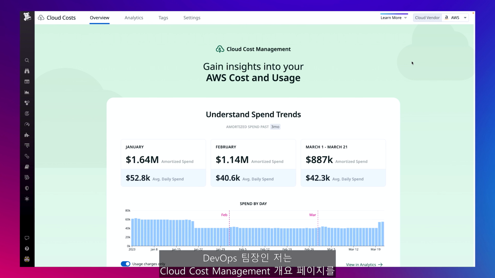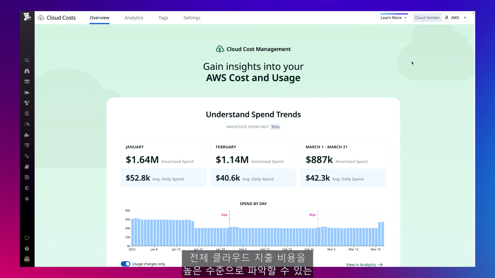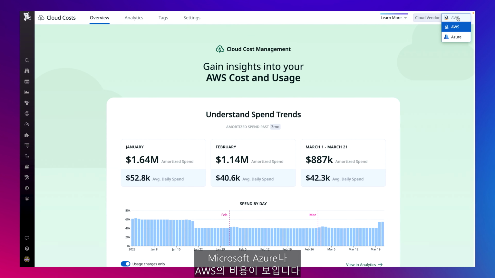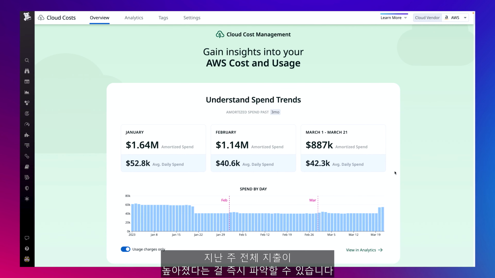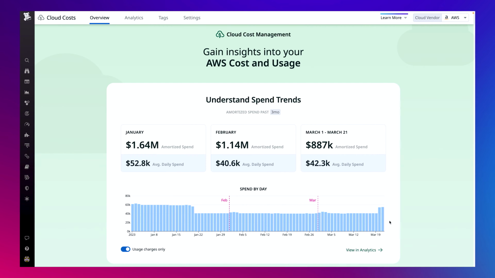As a DevOps lead, our Cloud Cost Management overview page is the ideal place to get a high-level picture of our overall cloud spend. I can see Microsoft Azure or AWS costs. I can quickly understand month-to-month spend trends and easily spot any unexpected growth. Immediately, I noticed that our overall spend in the last week has increased.